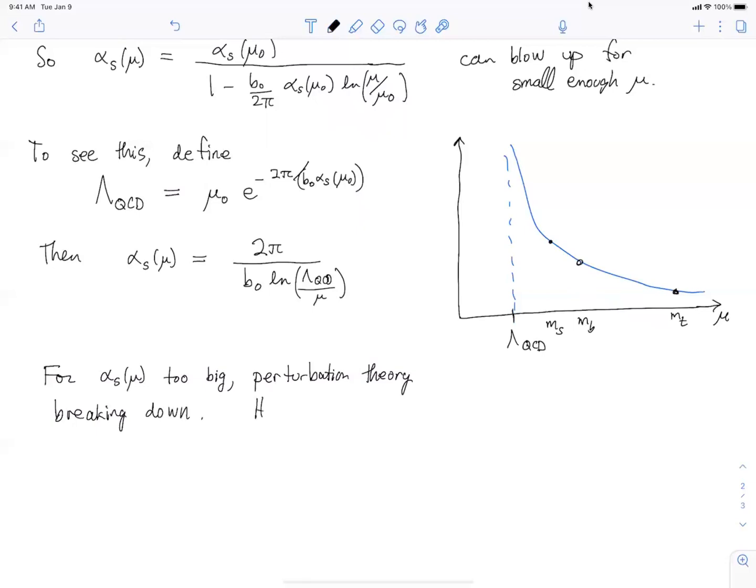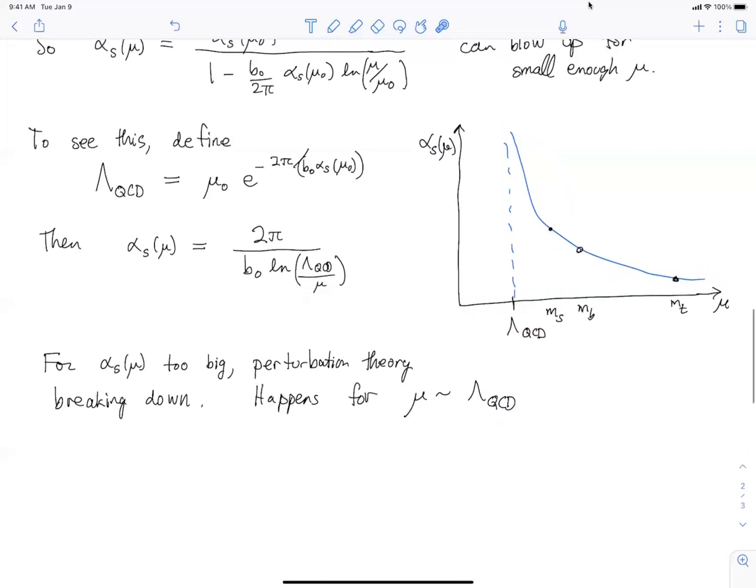Okay, and that happens for a value of mu close to lambda QCD. So that means our calculations are in big trouble when mu is too small, but when mu is nice and large up here, then I should say what I'm graphing here. This is alpha S of mu. If I'm up here, then perturbation theory is actually okay because the alpha that we're using is not too big. It's down here at low characteristic energies that everything goes wrong.